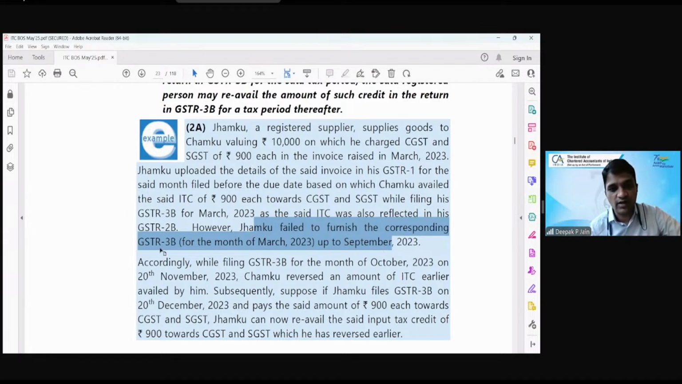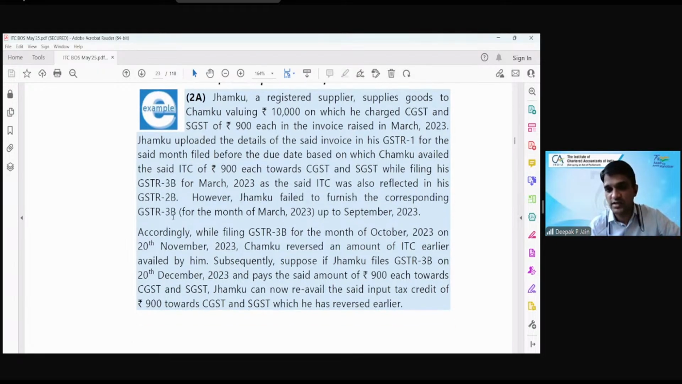Okay. Accordingly, what will happen? Accordingly, while filing GSTR 3B for the month of October, which is on 20th November, Chamku has reversed the amount of ITC. So now you understand the distinction or the time by September and November is given. Before November 30th, what returns Chamku files, in that return, he has to reverse the credit. So that's what he has done. That by September returns, Chamku has not filed it. In the October return, Chamku will reverse the credit.